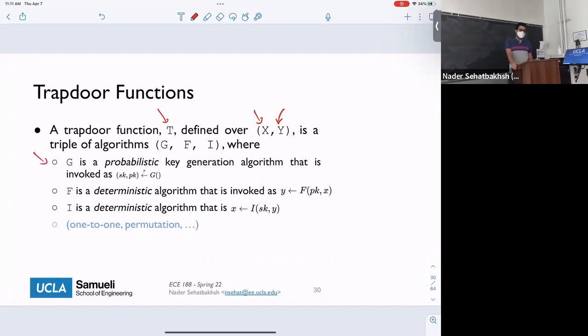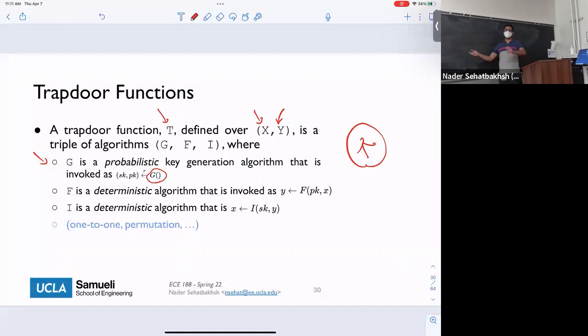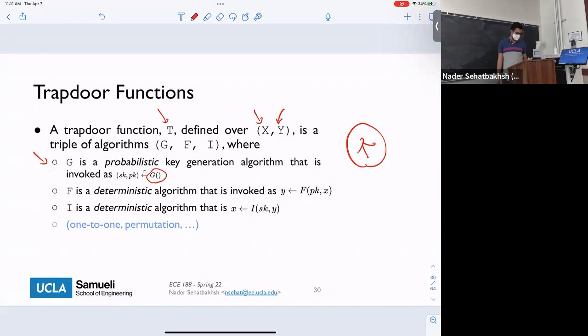The algorithm G is a probabilistic key generation algorithm. What it does is basically take a random sample from the domain of K and create a pair of keys, the secret key and the public key, right? And this is not something where we just randomly pick those two. It's actually an algorithm for selecting those two. Those two numbers have some relationship between each other. All right. So that would be creating the private key, or secret key, and the public key. Okay.